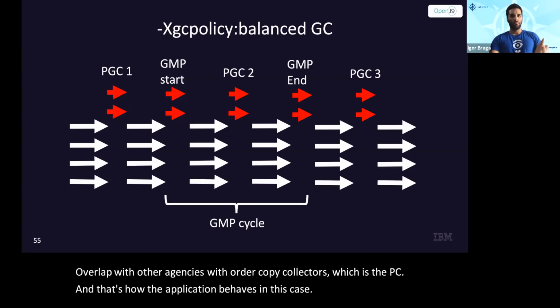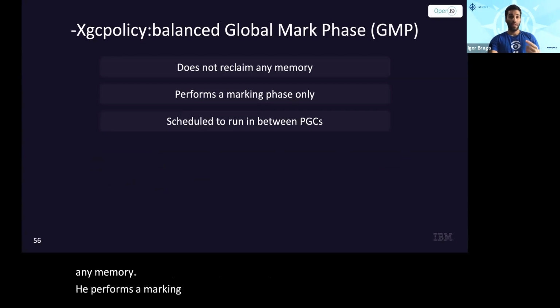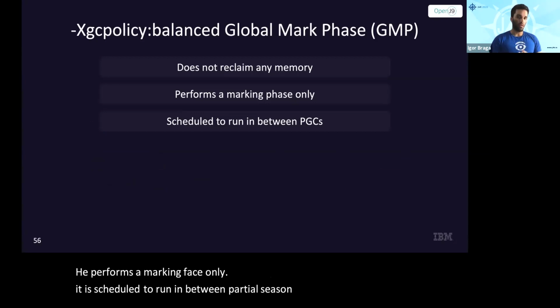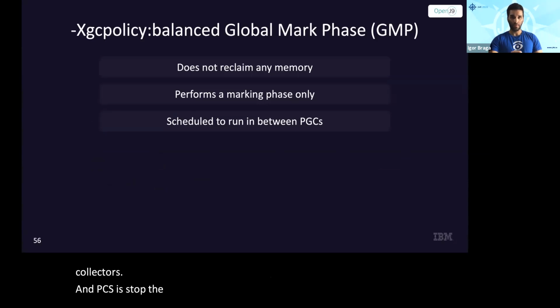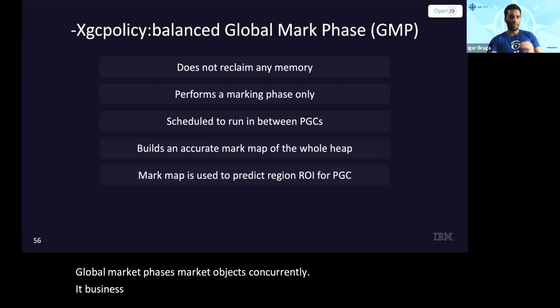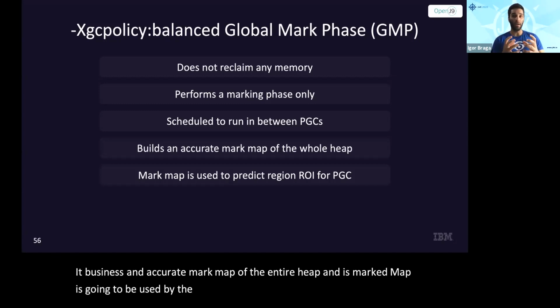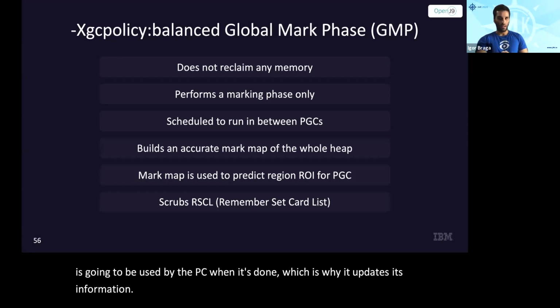So what is GMP actually doing exactly? Like I said, it's not reclaiming any memory. It performs a marking phase only. It is scheduled to run in between partial GCs, in between these copy collectors. And PGC is stop-the-world here. The global marking phase marks objects concurrently. It builds an accurate mark map of the entire heap, and this mark map is going to be used by the PGC when it's done, which is why it updates its information. It describes the remember set card list at the end.